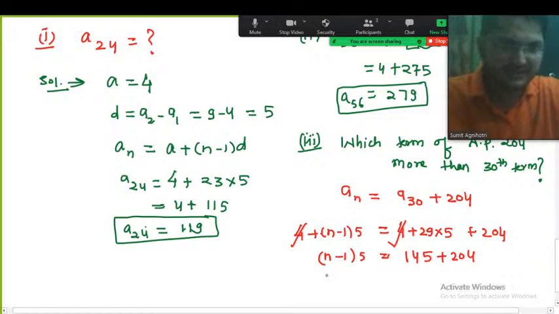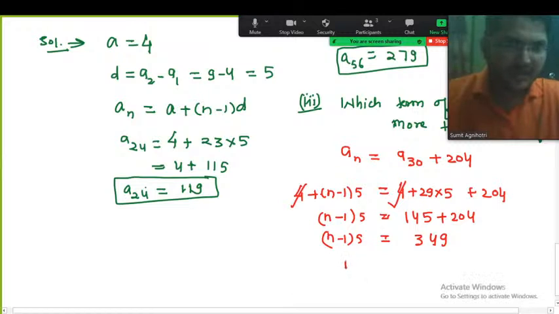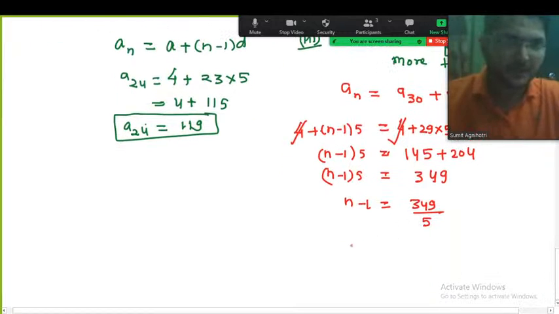If we solve this, we actually obtain a value which is not an integer. We will just figure it out, don't worry. It's going to be 349, and if we divide it by 5, we get 69.8. So n is actually in decimal.